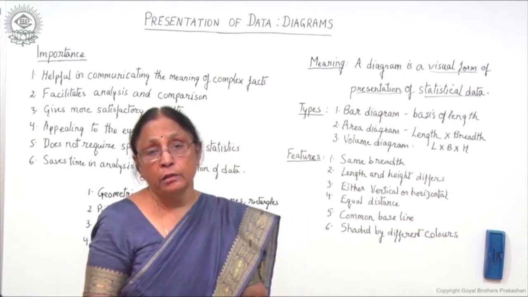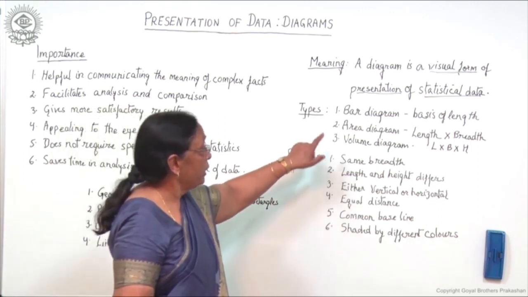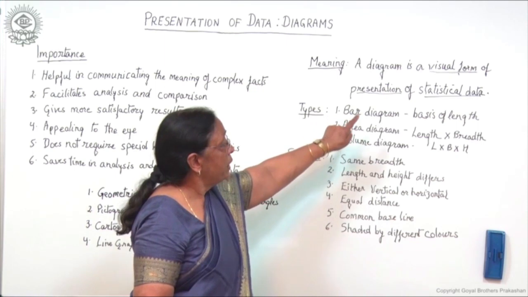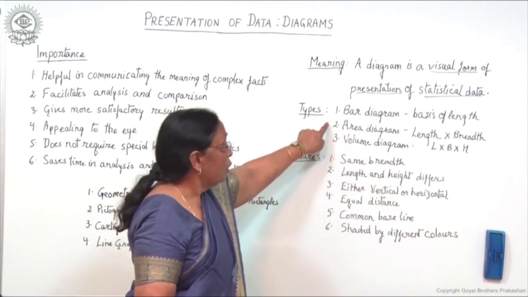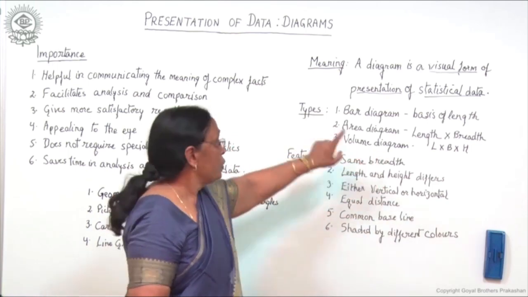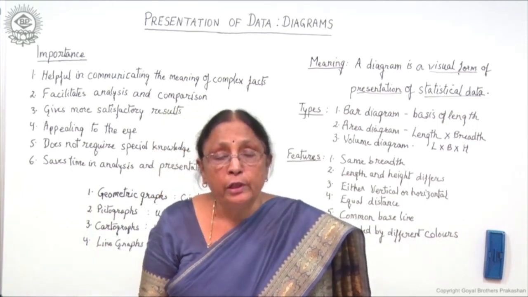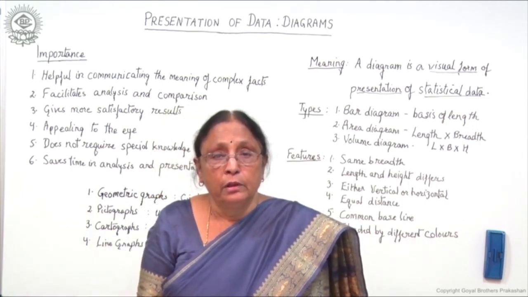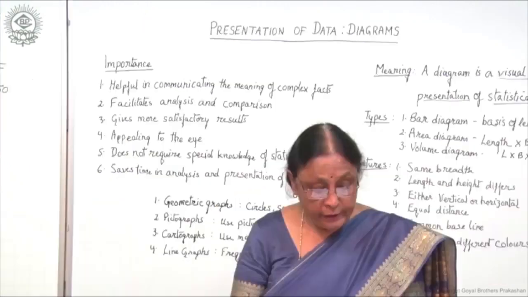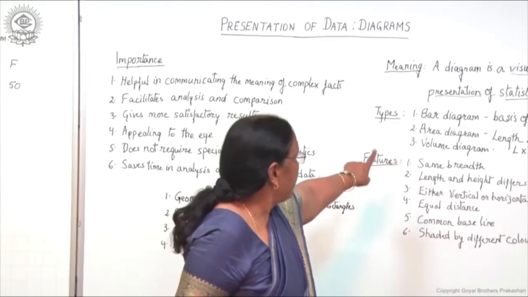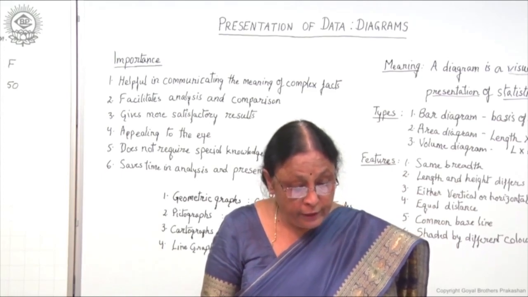Now, in our statistics subject, which you are learning in 11th class, you are concerned with bar diagram only. Area and volume diagrams are not included in our study, so we will not consider them in detail. One thing, that is bar diagram on the basis of length, is what we are dealing with, right. There are three types of diagrams: bar diagram, area diagram and volume diagram. We are taking only bar diagram.